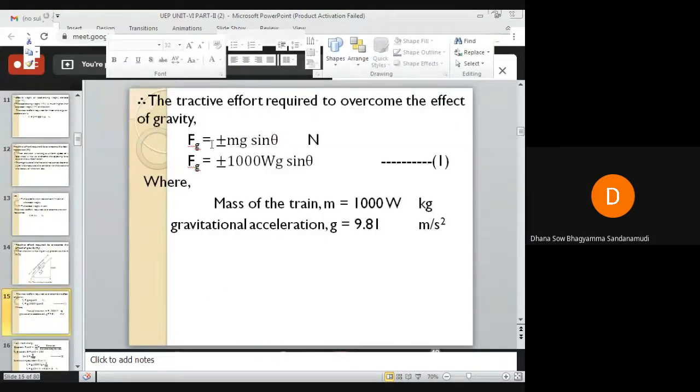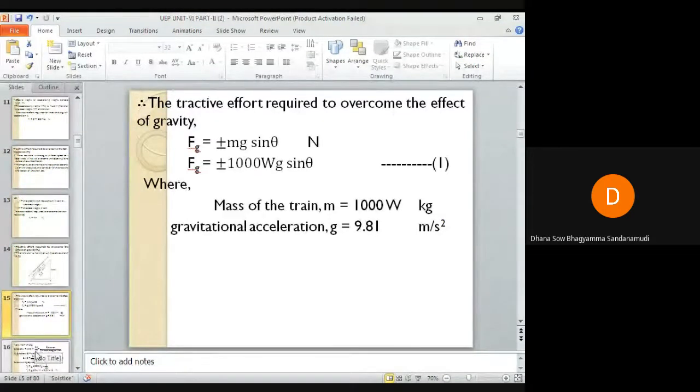Fg is given by plus or minus mg sine theta. M is the mass of the train, which you can replace by 1000 W, and g you can write as 9.81 meters per second square.